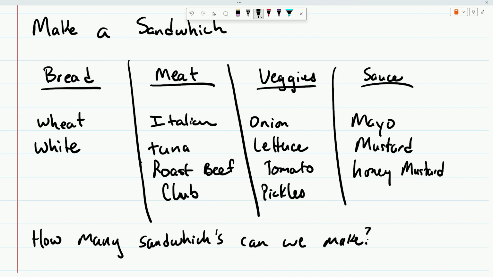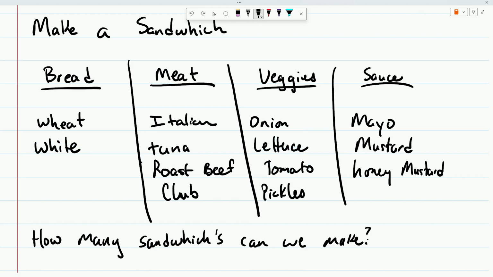So, for example, somebody can come in and say, well, I would like wheat bread, tuna, lettuce, pickles, and add a little bit extra mayo. All right. That would be one sub right there, or one sandwich. Then the other option, somebody can come in and say, well, I want white bread with no meat. Give me all the vegetables and some honey mustard. That's another sub. Okay. So, how many can we actually create?